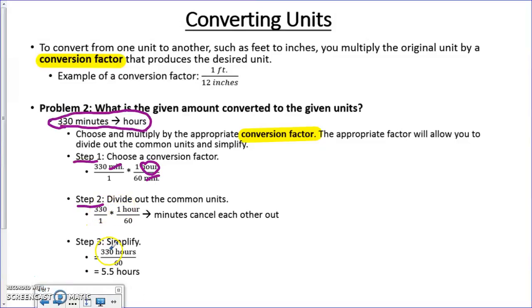330 times 1 hour is 330 hours. 1 times 60 is 60. 330 divided by 60 is 5.5 hours. This lesson involves units, so you need to make sure your answer is in the appropriate units.